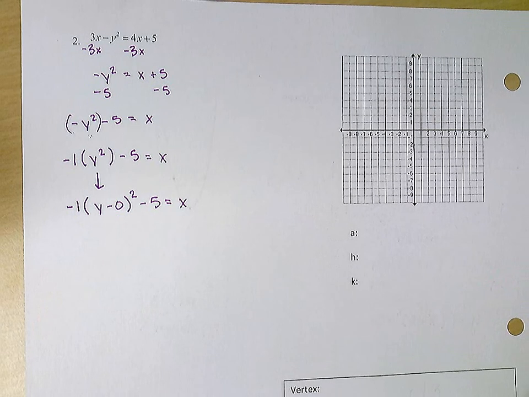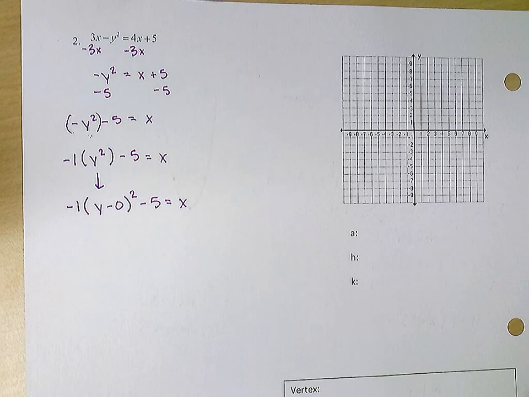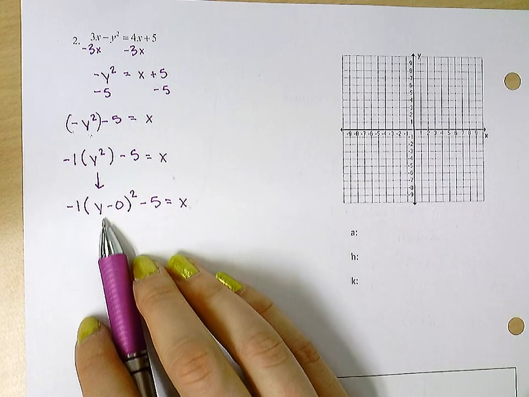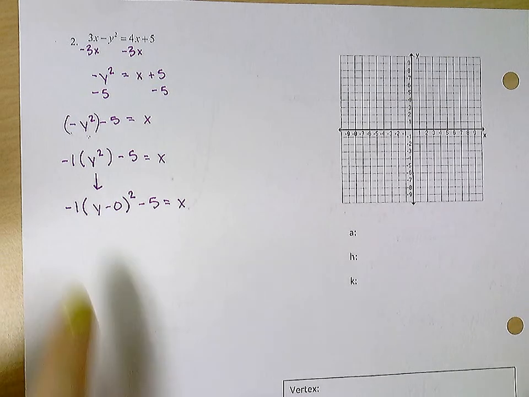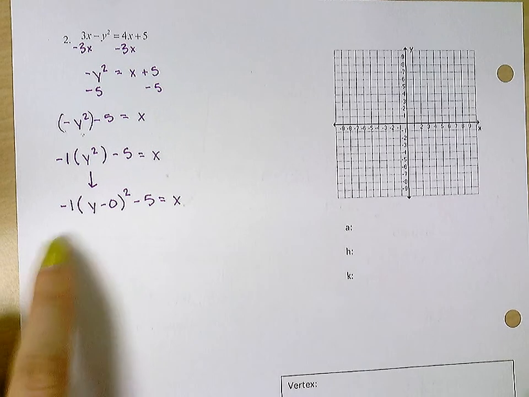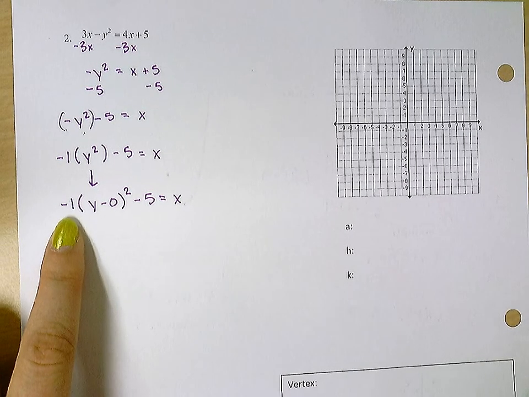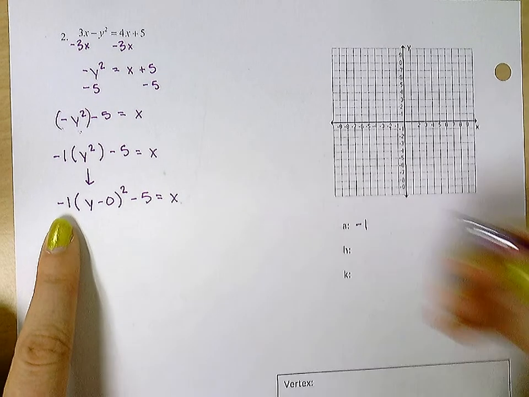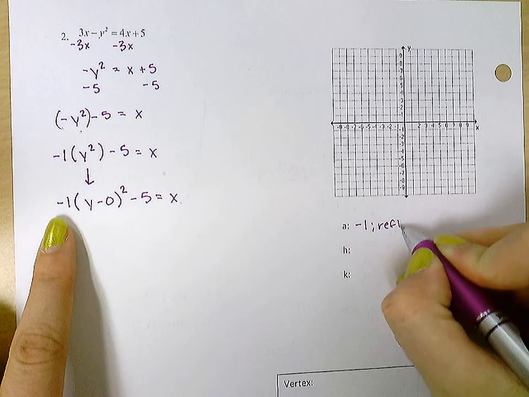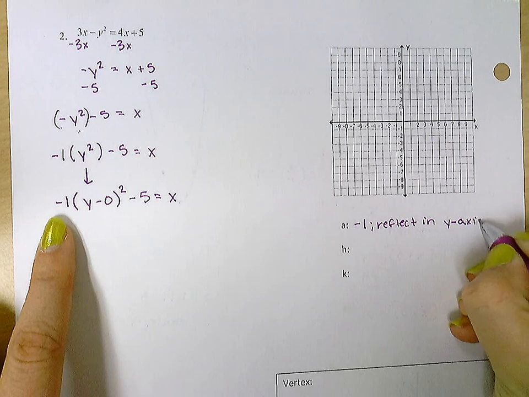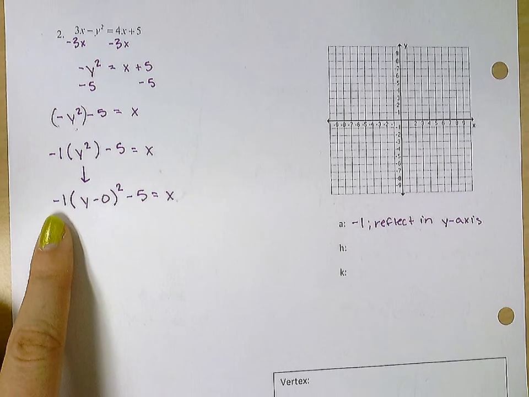So with this one, you didn't even have to complete the square. Again, if you don't have that extra y variable, you can just move right away to that variable minus 0. So now using this standard form, I can find a, h, and k. So a is the number out front. That is negative 1. That negative 1 is going to reflect your graph in the y-axis in this case, since it is an x equals equation.